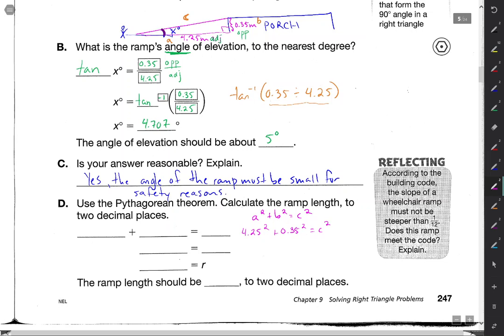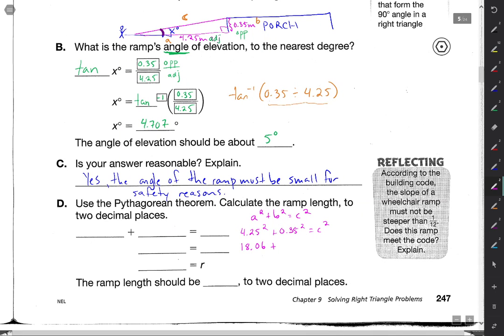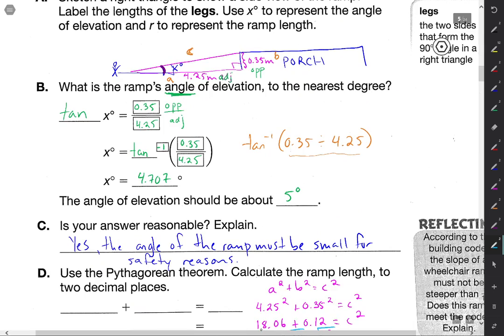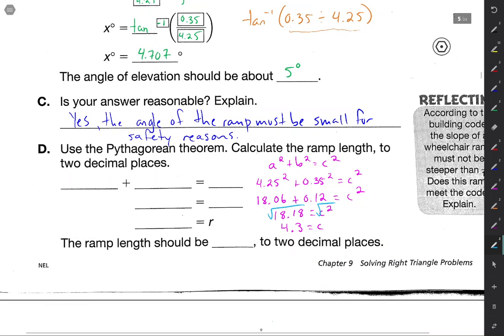And now we're just going to keep solving. 4.25 squared gives us 18.06, and 0.35 squared gives us 0.12. So that's equal to c squared. If we add these two together, we will get 18.18 is equal to c squared. Our final step here would be to square root both sides of the equal sign so that we get rid of that squared beside the c. So we square root both sides, and our final answer should be 4.3 is equal to c. So 4.3 would be the length of this ramp, and then we'll plug that in down here.